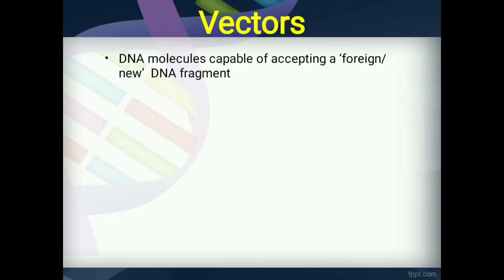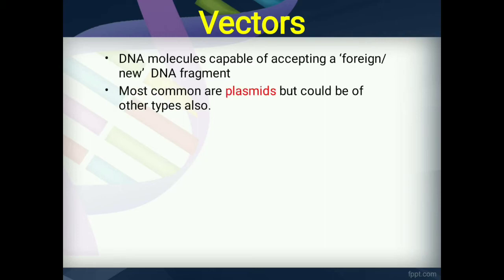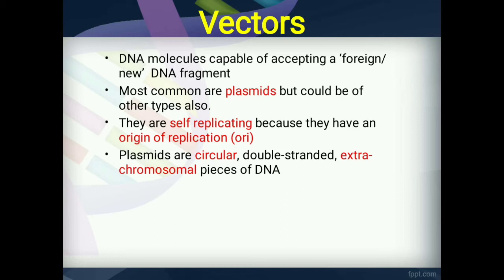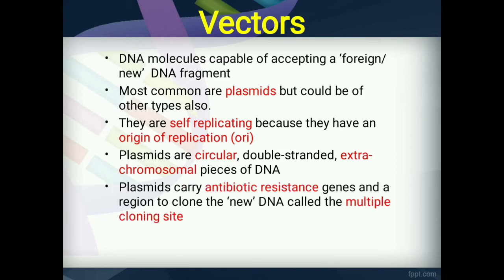Vectors are the DNA molecules capable of accepting a foreign or a new DNA fragment. Most common are plasmids, but they could be of other types also. They are self-replicating because they have an origin of replication, the point from where replication starts. Plasmids are circular, double-stranded, extra chromosomal pieces of DNA. Plasmids carry antibiotic resistance genes and a region to clone the new DNA, called the multiple cloning site.